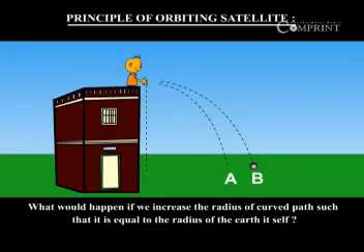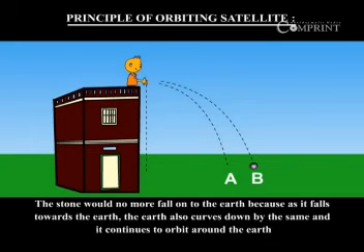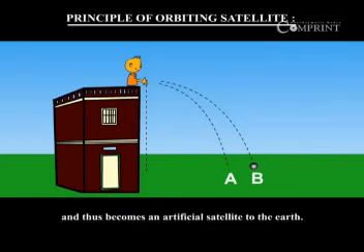What would happen if we increase this radius of the curved path such that it is equal to the radius of the Earth itself? The stone would no more fall onto the Earth, because as it falls towards the Earth, the Earth also curves down by the same amount. The stone's distance above the surface of the Earth remains the same and it continues to orbit around the Earth and thus becomes an artificial satellite to the Earth.